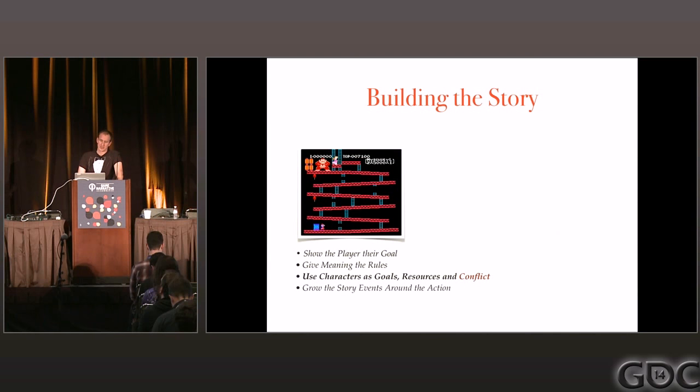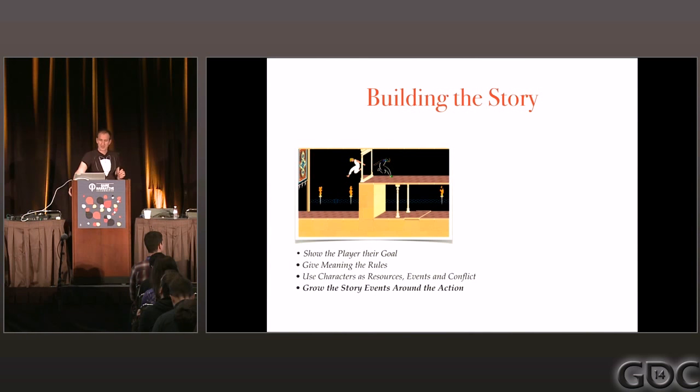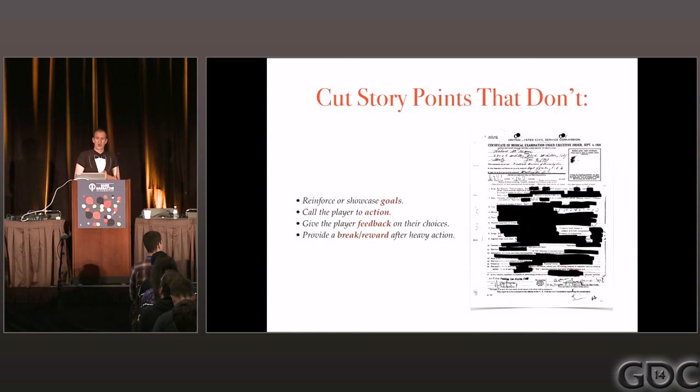Finally, you've got your story events that you've been interested in, the things that happen. Try to tie them into the player's actions as much as possible, the things that you know the player will be doing. And that will make them meaningful. So finally now, you want to cut story points that don't do any of these things, that don't reinforce or showcase goals, call the player to action, give them feedback, or provide a break or reward.